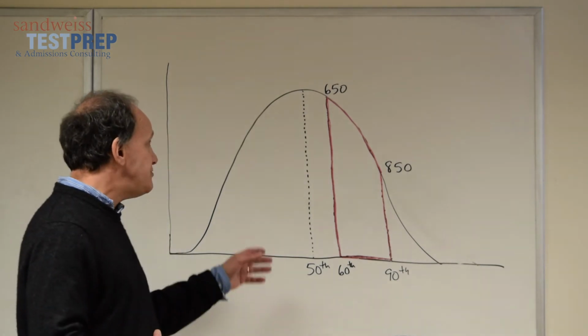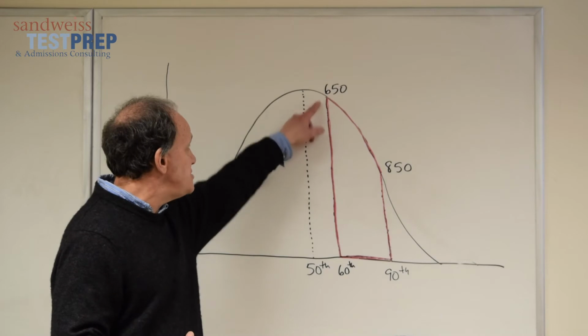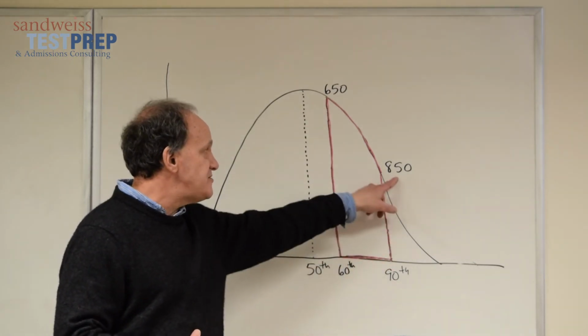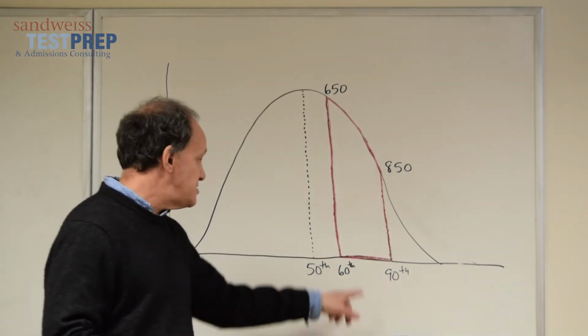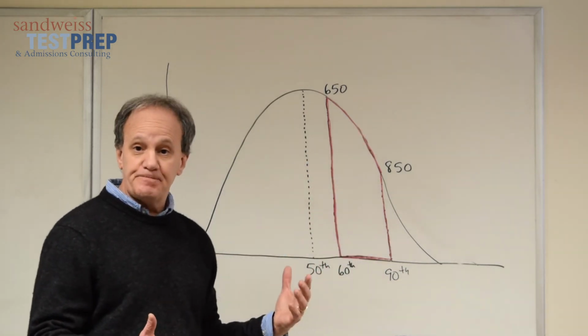Now, the question tells us that the 60th percentile has a value of 650 and the 90th percentile has a value of 850. And what we're being asked to compare is the 75th percentile to the value 750.